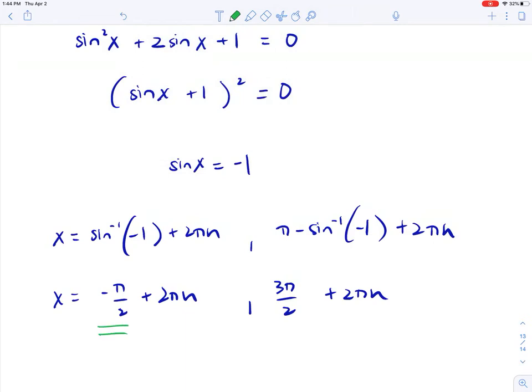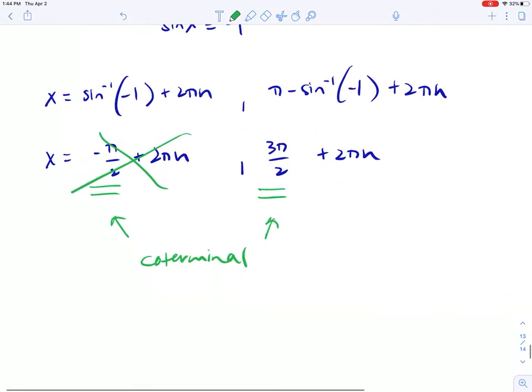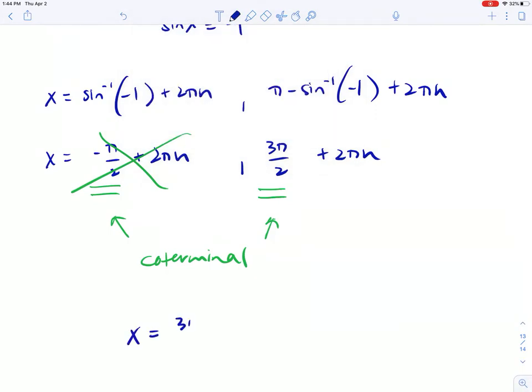Well, 3 pi/2 and -pi/2, those are coterminal angles. Okay, so we actually can throw one of those equations out for the general solution set. I don't know, let's throw the -pi/2 one out. So we would just have x equals, if you were solving that by inspection, you probably would have just said 3 pi/2 plus 2 pi n, where n is an integer.